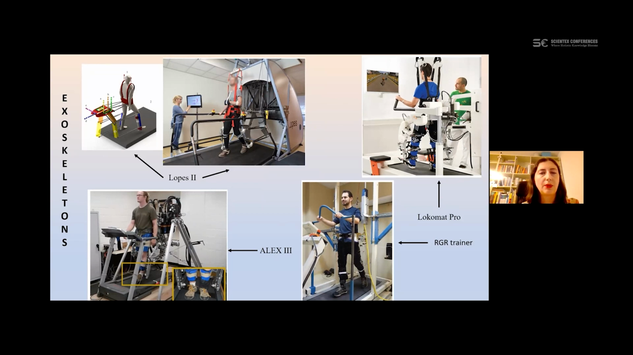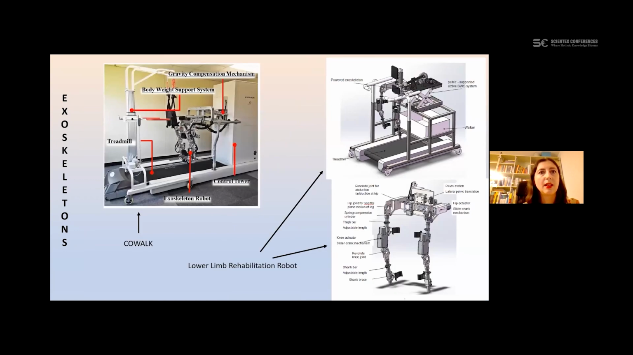Locomat Pro, Alex 3, COAC, and Lower Limb Rehabilitation Robot, on the other hand, support the entire weight of the exoskeleton with the help of mechanical arms attached to the fixed unit located behind the patient. RGR Trainer's actuation system is gravity compensated as well.